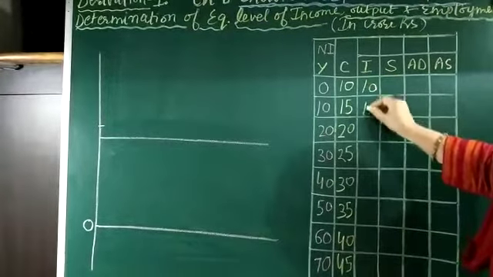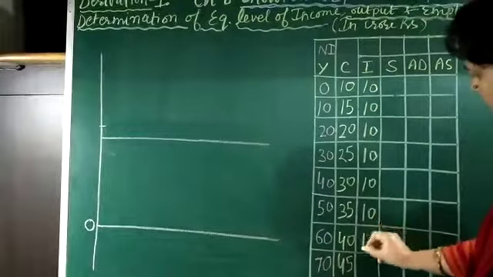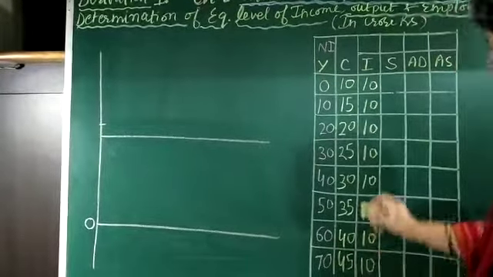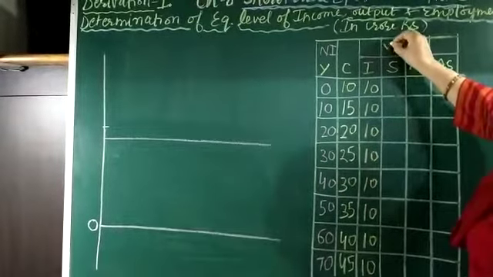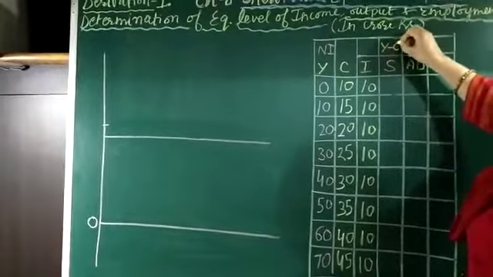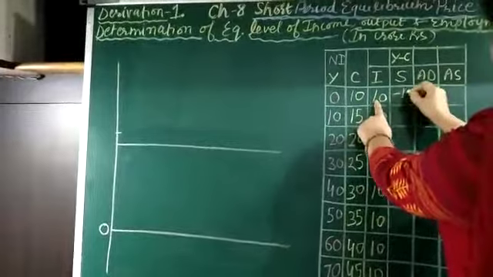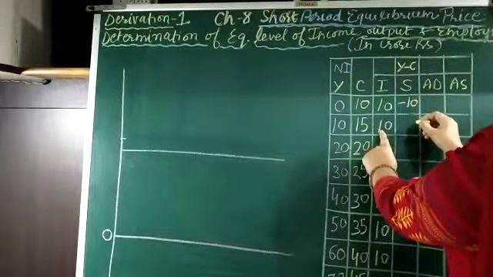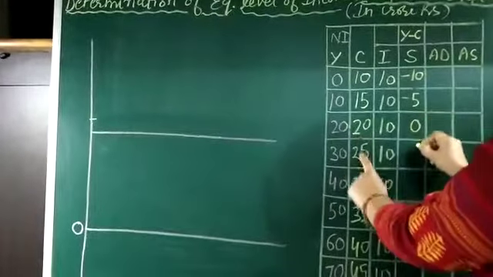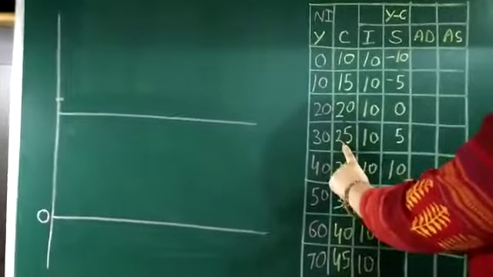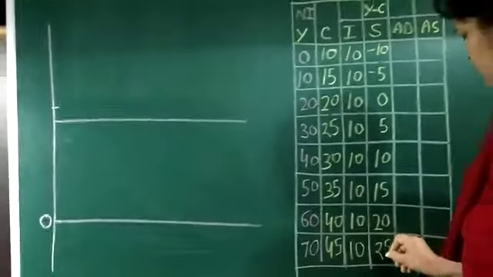Investment is constant at every level of output. At each income level, consumption is the same. Then savings can be derived: income minus consumption is equal to savings. Income minus consumption, minus 10, minus 5, 0, 5, 10, 15, 20, 25.